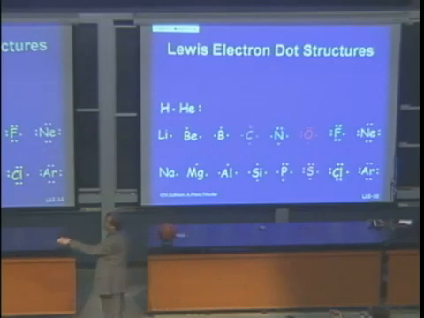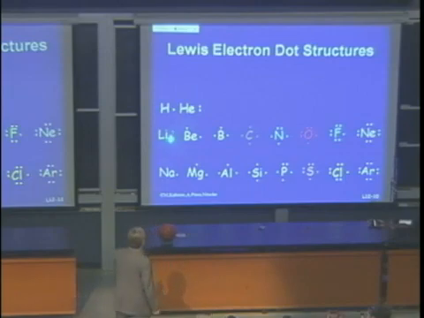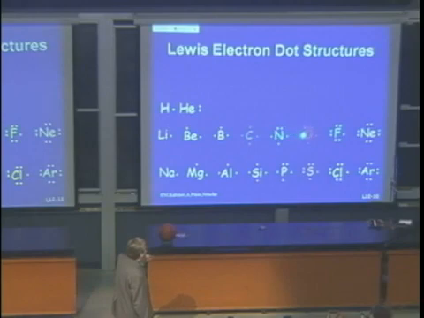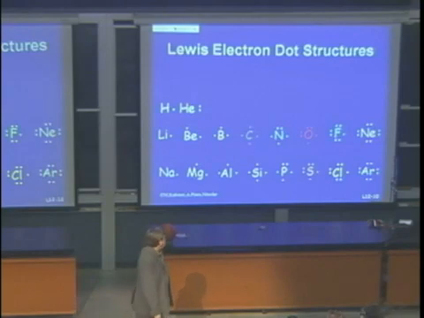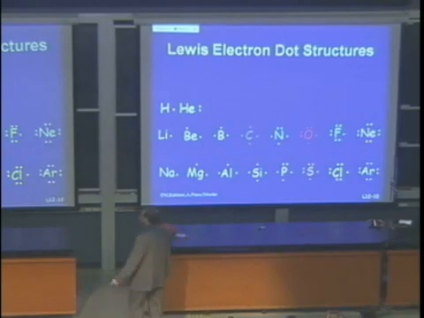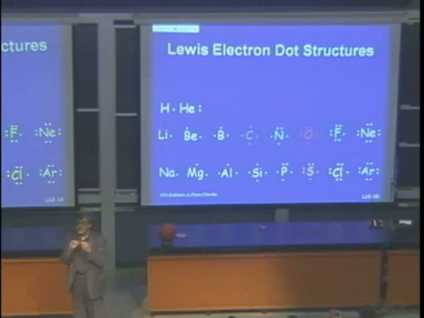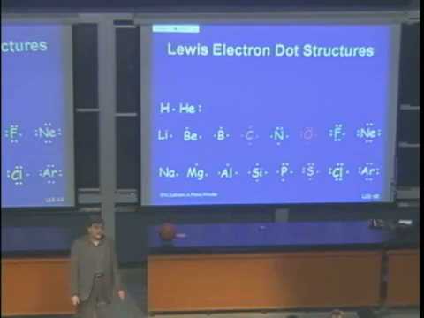And in all the following periods, you have 8 valence electrons. Lithium has 1, beryllium 2, boron 3, carbon 4, nitrogen 5, oxygen 6, fluorine 7, and neon 8. That's the octet. And the same is for the next period, and so on. So you have 8 electrons, and if you have a configuration that you can fill 8 electrons around your atom in a bond, then you fulfill the octet rule.